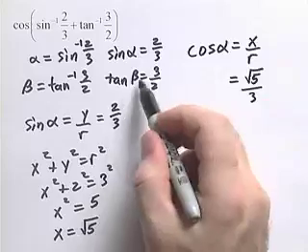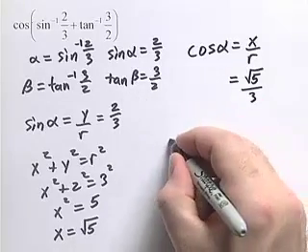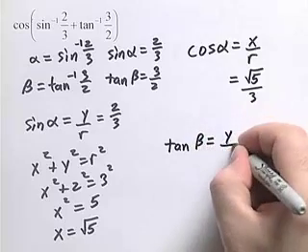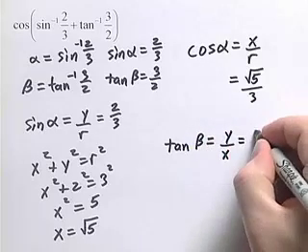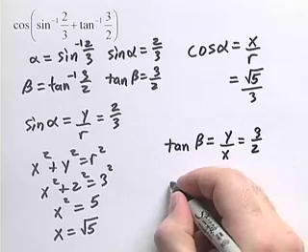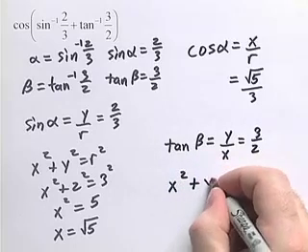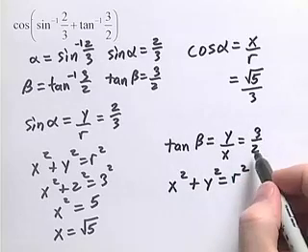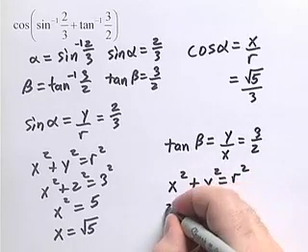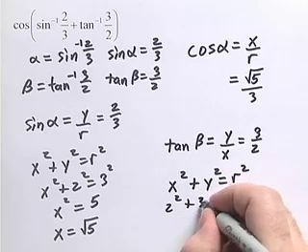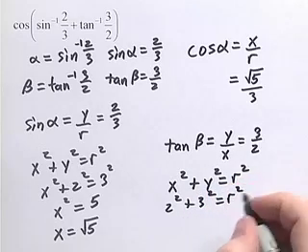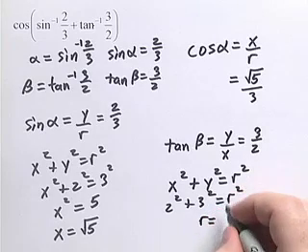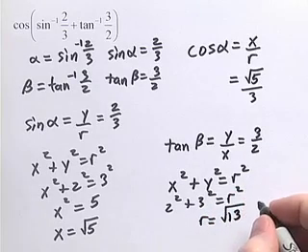We're going to work on this beta now. We know that the tangent of beta, tangent is equal to y over x. In this case, we have 3/2. Again, consider a circle of the form x squared plus y squared equals r squared. In this particular case, we know y is 3 and x is 2. So we'll have 2 squared plus 3 squared equals r squared. So we'll solve this for r and get that r is equal to the square root of 13.